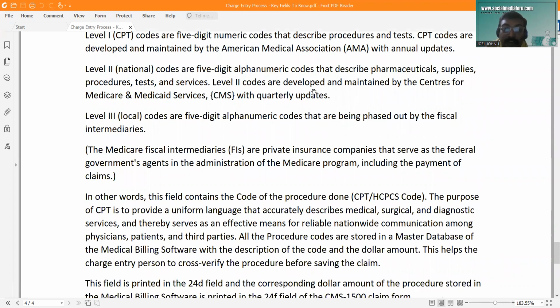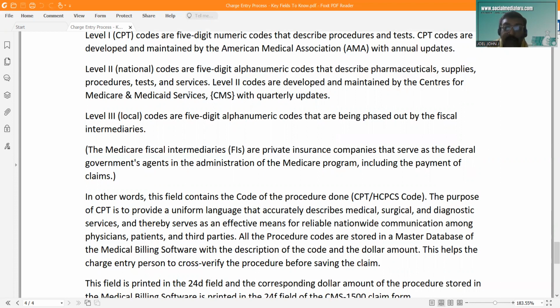Level 2 national codes are 5-digit alphanumeric codes that describe pharmaceutical supplies, procedures, tests, and services. Level 2 codes are developed and maintained by the Centers for Medicare and Medicaid Services, CMS, with quarterly updates. This is also very important. You should know that level 2 codes are used to describe pharmaceuticals, that's medicine, and supplies. Supplies are things like a wheelchair, or a hearing aid, those kinds of things.